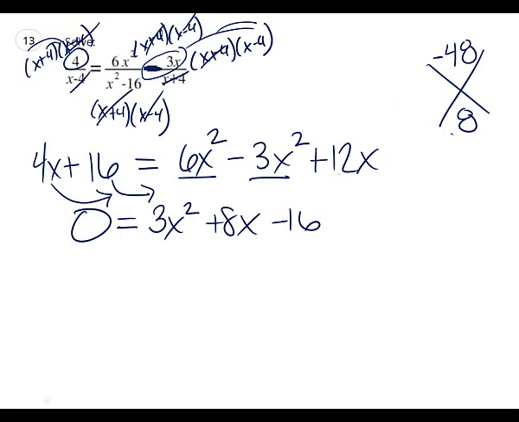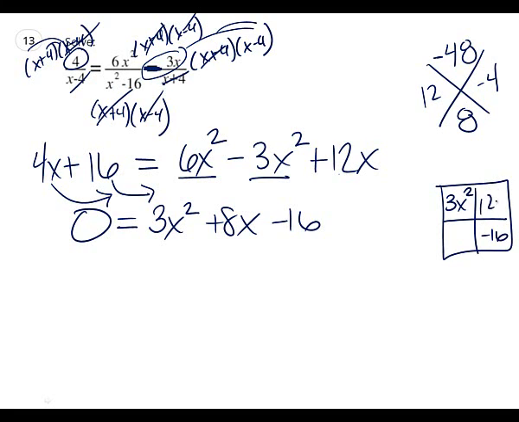It's not gonna help on the rest of the test further than that. What two numbers multiply to negative 48 and add to 8? 12 and negative 4. Do we need a box this time? Yes, because there's a leading coefficient. Top left-hand corner is 3x squared. Bottom right's negative 16. Got a 12x and a negative 4x.